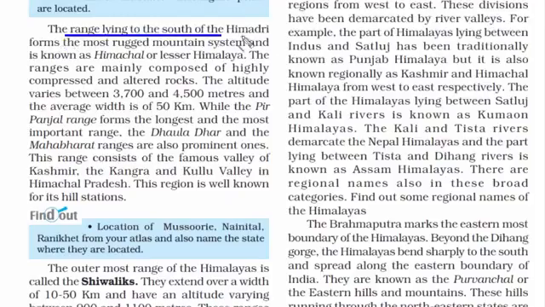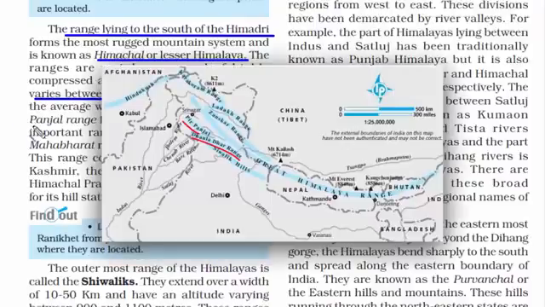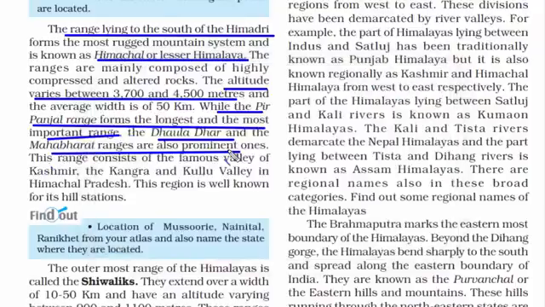Now as you go towards the southern part of the Himalaya, this range is called Himachal or Lesser Himalaya. And obviously here the heights of the mountain peaks have to be lower than the above one. So here it varies between 3700 to 4500 meters. Pir Panjal is one of the longest and most important ranges over here, followed by Dhauladhar and Mahabharata range. We also have some famous valleys like the Kashmir, the Kangra, and the Kullu Valley, and this region is well known for its hill stations.